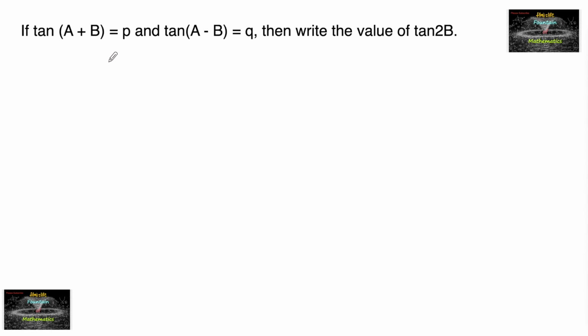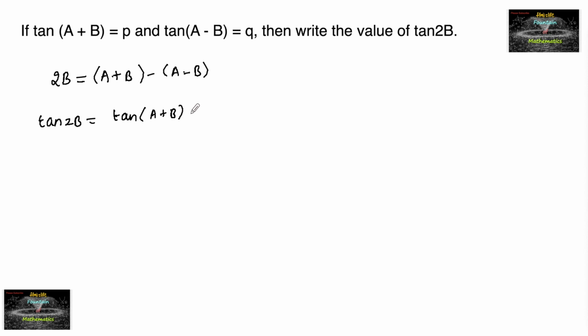If tan of (a plus b) is equal to p and tan of (a minus b) is equal to q, then write the value of tan 2b. So we can write 2b as (a plus b) minus (a minus b), right? So tan 2b is equal to tan of ((a plus b) minus (a minus b)).